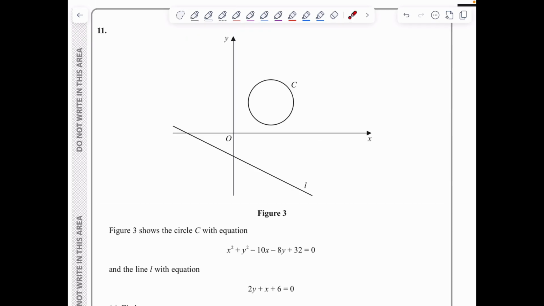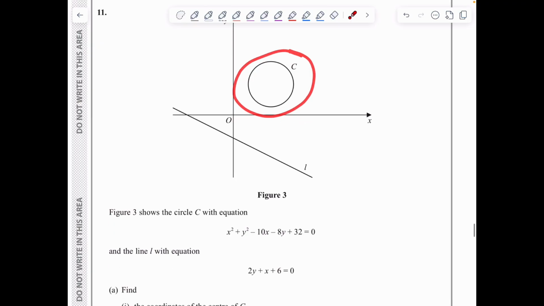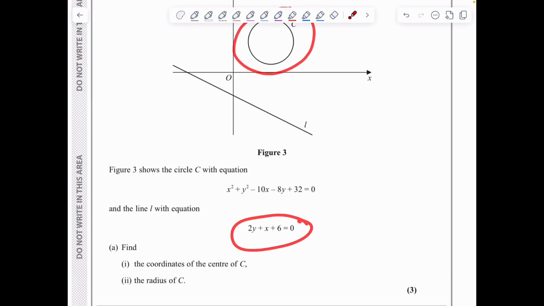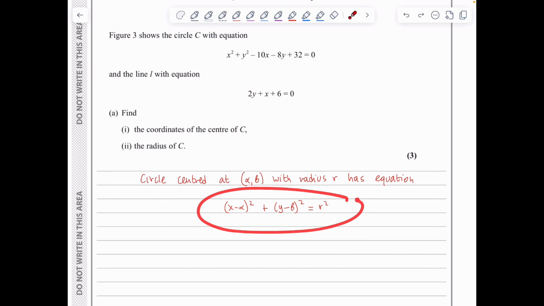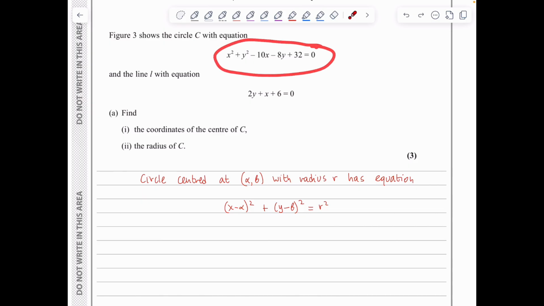In question 11, we're given the circle here. We are told that the line L has equation 2y plus x plus 6 is 0, and we need to start off by determining the coordinates of the center of the circle and its radius. Well, we know that for a circle centered at (alpha, beta) having a radius of r, the equation is (x minus alpha) squared plus (y minus beta) squared is equal to r squared. So the idea is the following. I'll be completing the square here to put it in the standard form, and then I'll be able to just see the coordinates of the center as well as the radius.